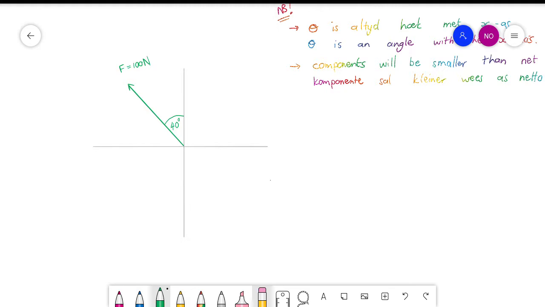If this one is 40, how big must this one be?